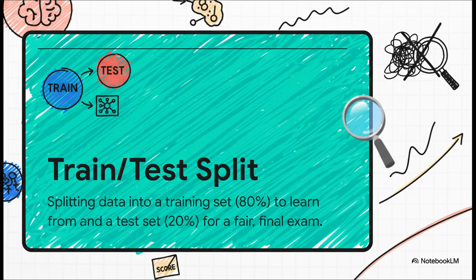This is our test set. The model is never allowed to see this data while it's learning. The other 80%, that's the training set. These are the practice problems, the study guide the model gets to work with.